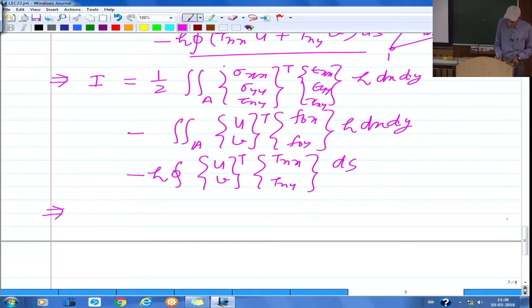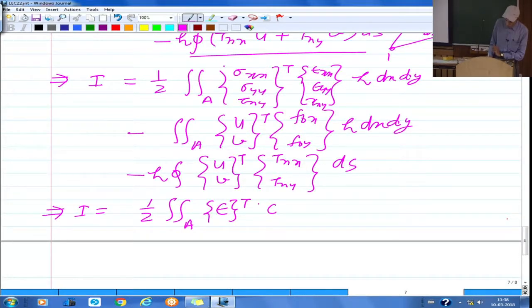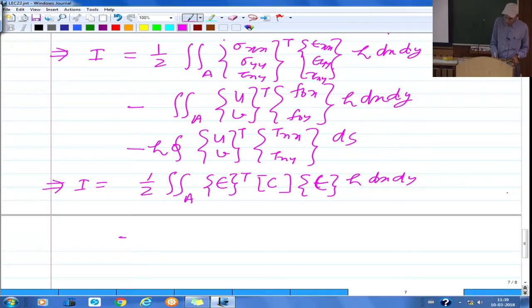You can further rewrite the first term: I is equal to half of integration over area, and then this is sigma. Sigma can be written as C into epsilon. So I can write this term as epsilon transpose into C transpose, but C is symmetric, so its transpose is the same as C, and then you have epsilon, this one, h into dx dy. That vector I am writing as the epsilon vector here. Of course, the other two terms remain the same.